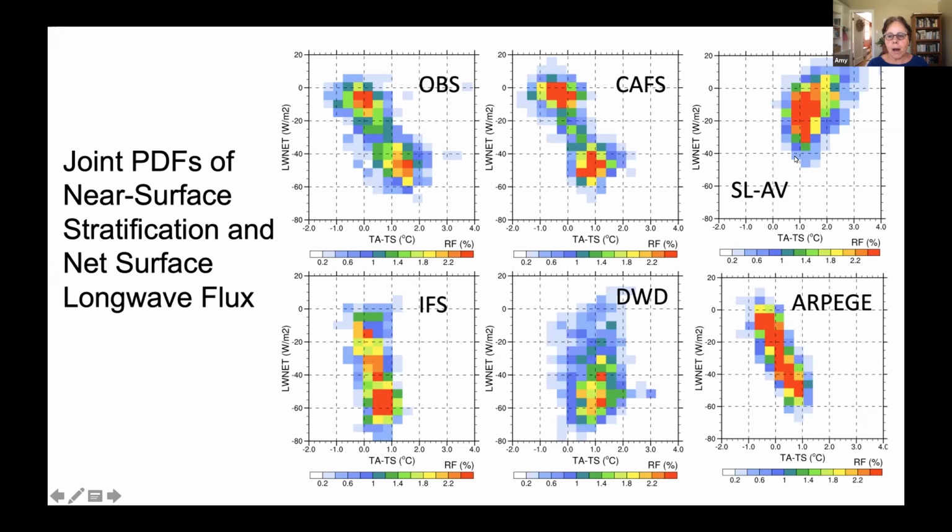And I'm showing here a comparison with 5 of the models that we have. And you can see here that they all have very different distributions. And only one of the models is able to simulate this bimodal distribution. This is the CAPS model.